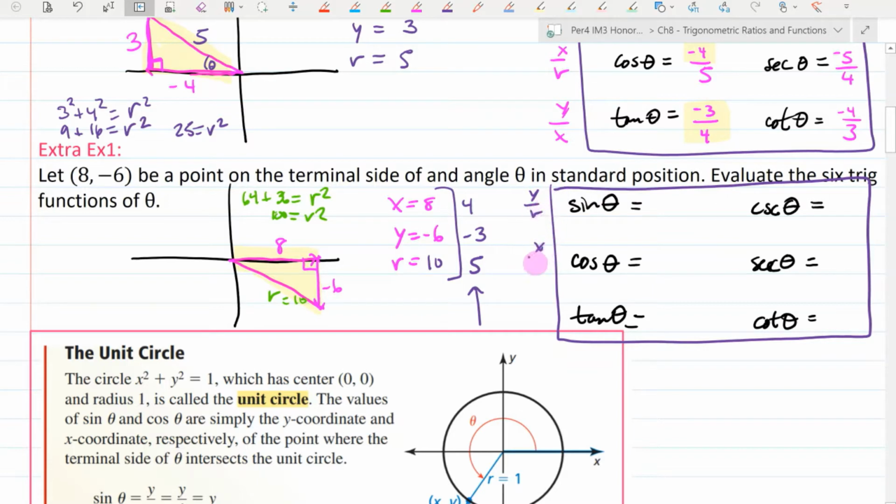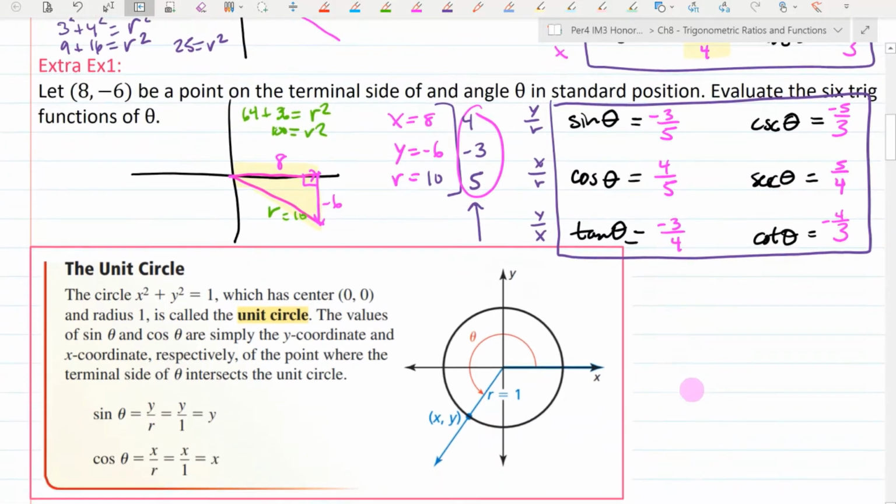Y over r, x over r, y over x. All right? So I'm going to use these numbers. So this is going to be -3/5, 4/5, and -3/4. So it's almost the same. The reason that tangent's the same is because their slopes are the same. So if you were to extend that out, it would be exactly the same. Cosecant, negative 5/3, secant, positive 5/4, and cotangent, negative 4/3. So that covers the first two.